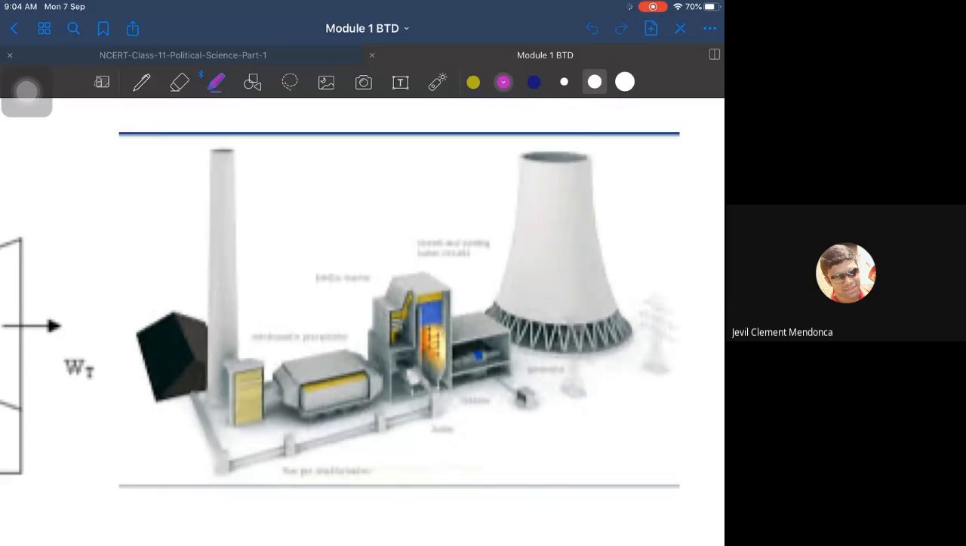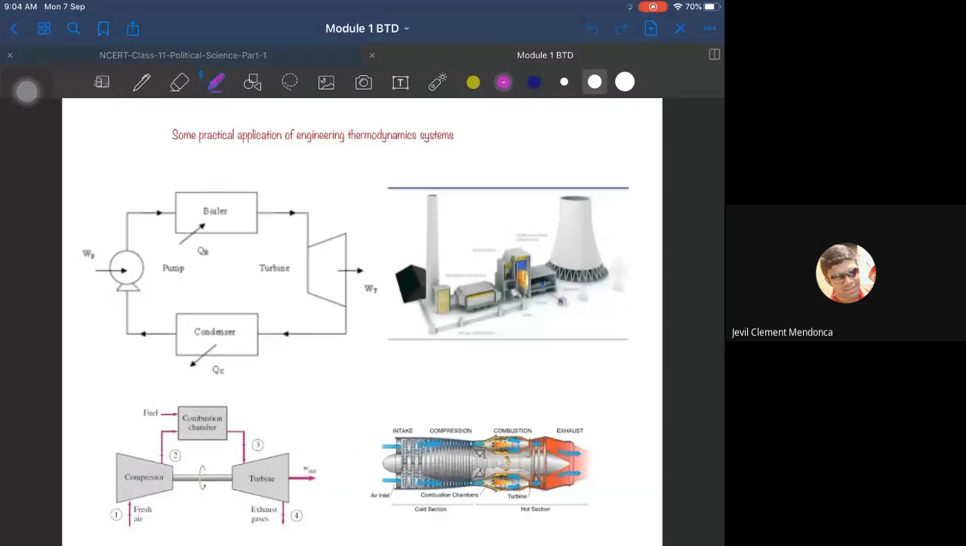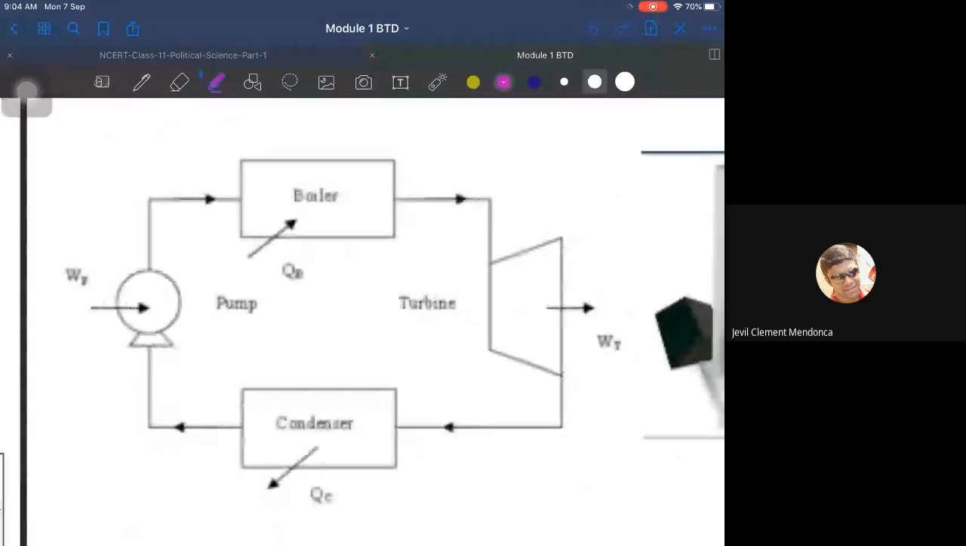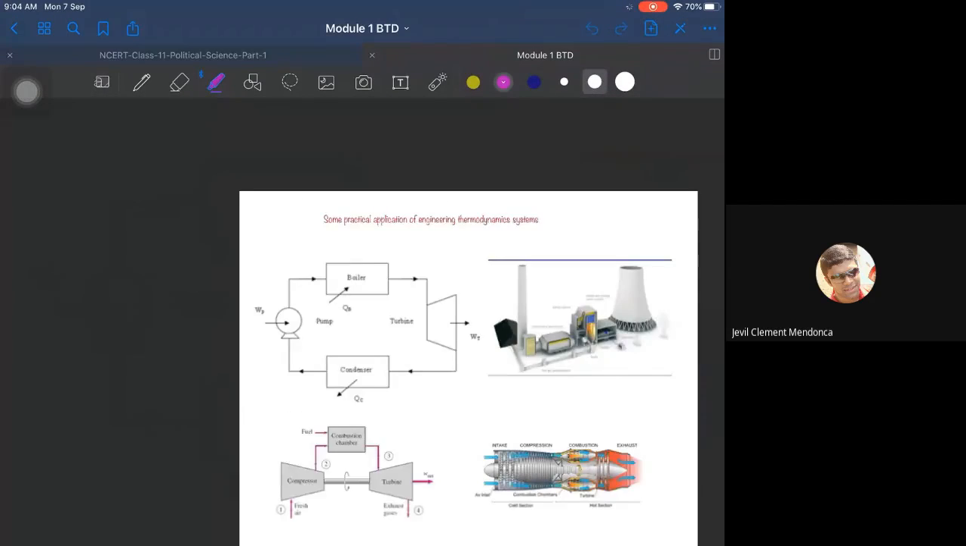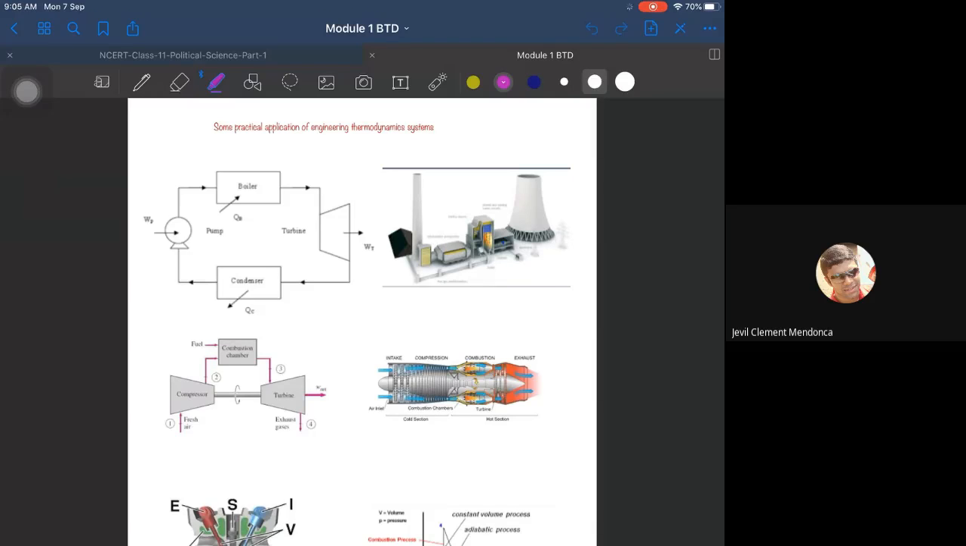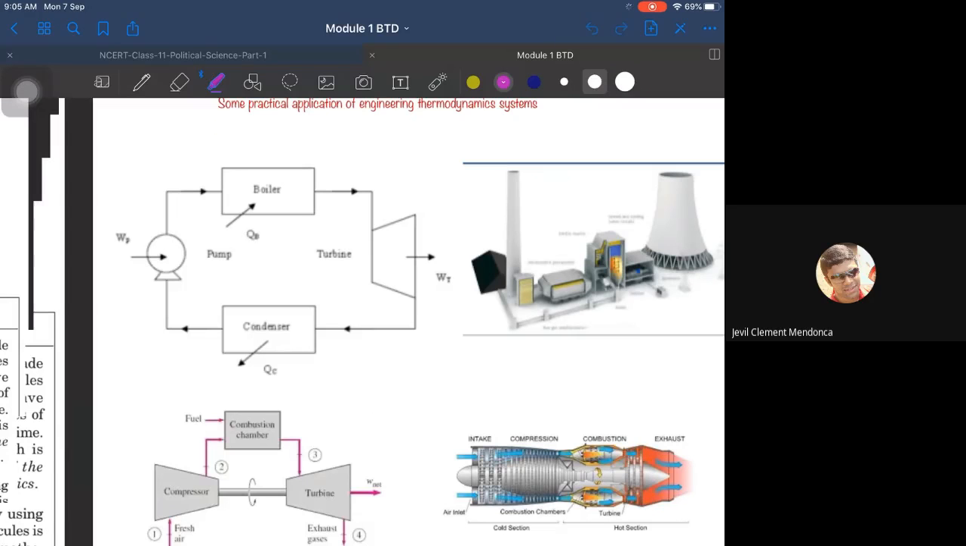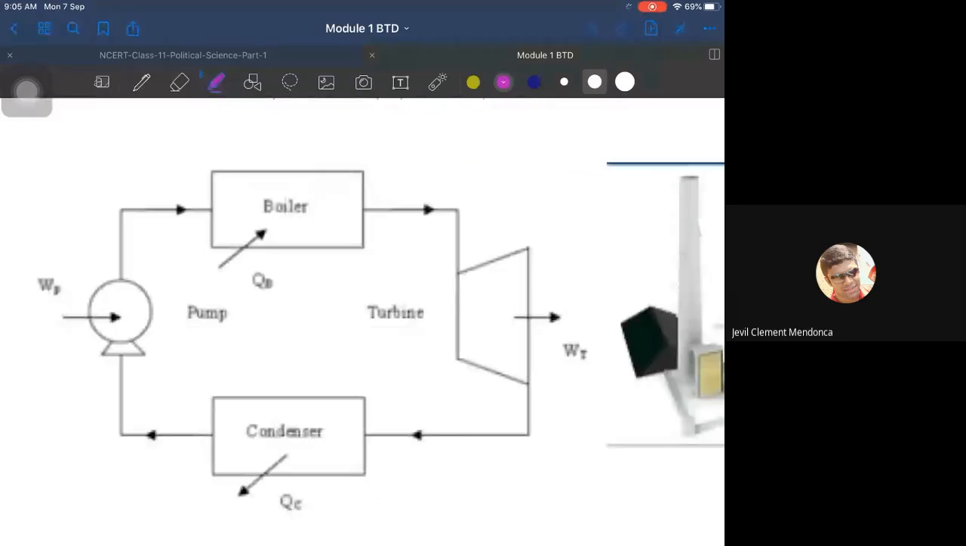Where are the thermodynamic systems applied in various engineering problems? You can take this figure if you want, or else you can just leave it. It is not mandatory. Under this heading, some of the practical applications of engineering thermodynamic systems, you can just take nuclear power plants, thermal power plants, and you can even draw a rough sketch of this, which indicates the thermal power plant. A flow diagram is enough, I guess.